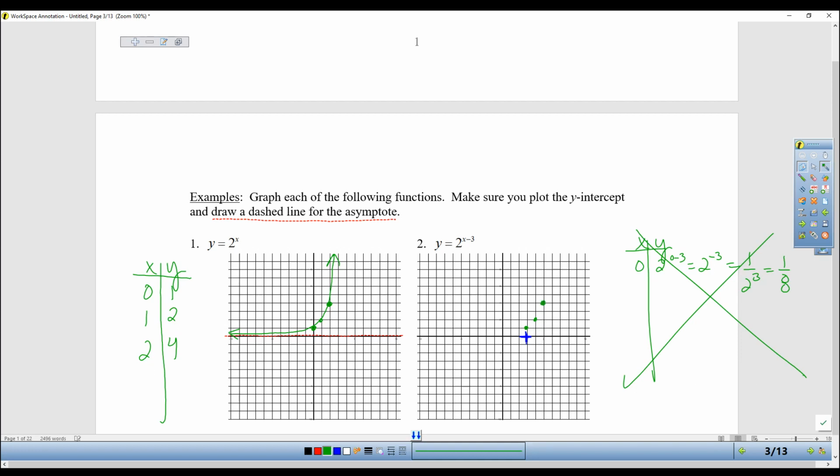Now this is a horizontal shift. If you shift a horizontal asymptote horizontally, you're not even going to be able to see it. So the horizontal asymptote doesn't change. And now I can go ahead and make my graph using the same table of values, just shifting over 3. Much easier than trying to make a whole new table of values.